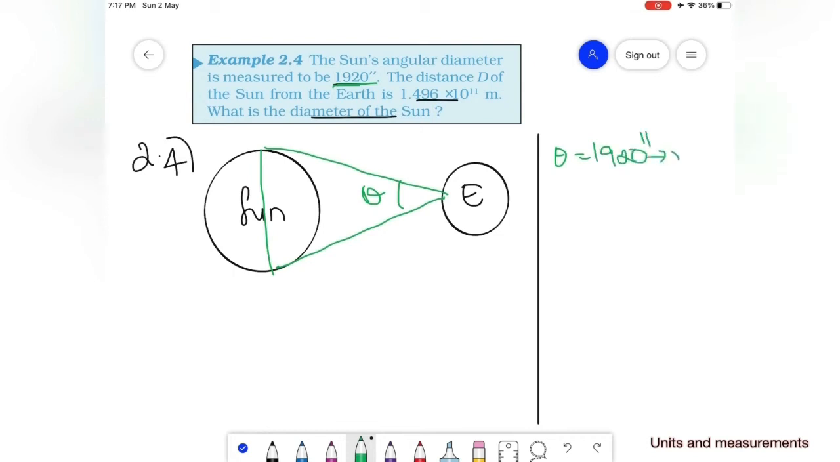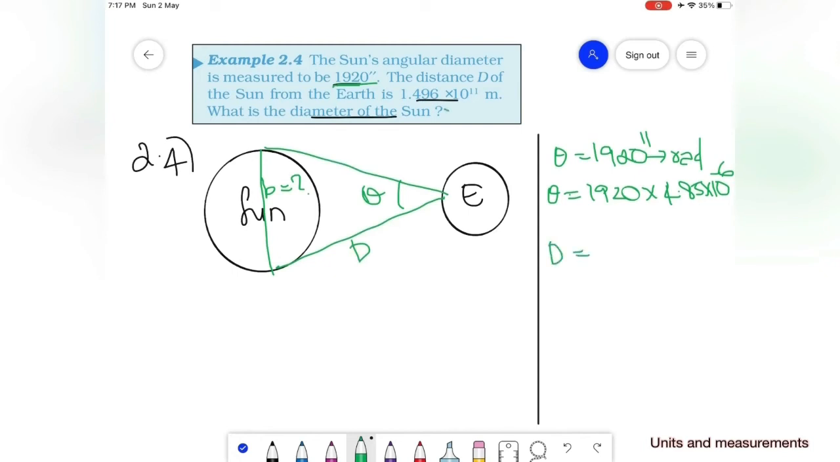So theta is equal to 1920 into 4.85 into 10 power minus 6 radians. This we solved in example 2.1, so just refresh by going back and checking how you did it.